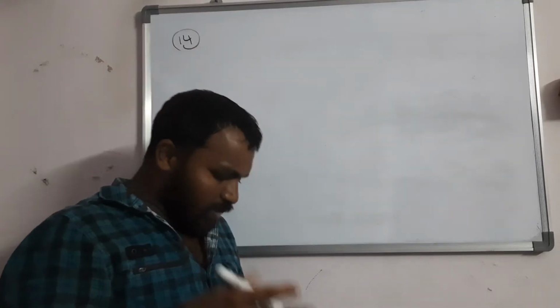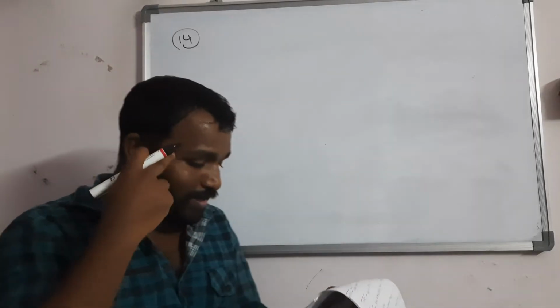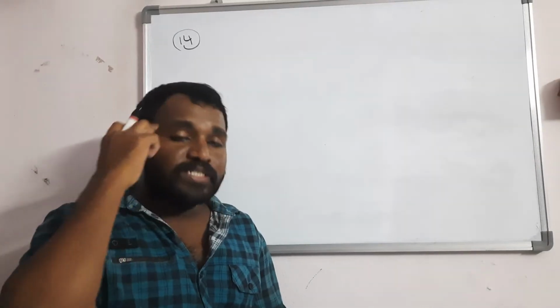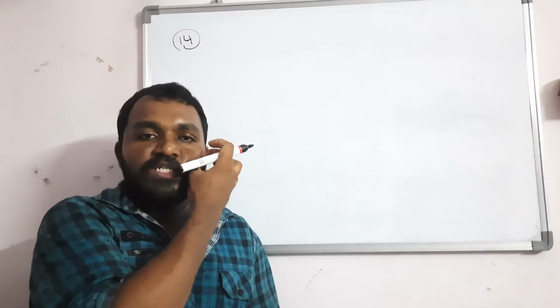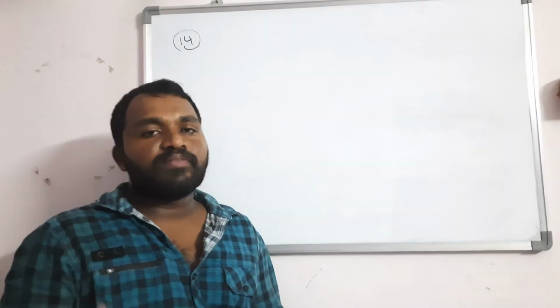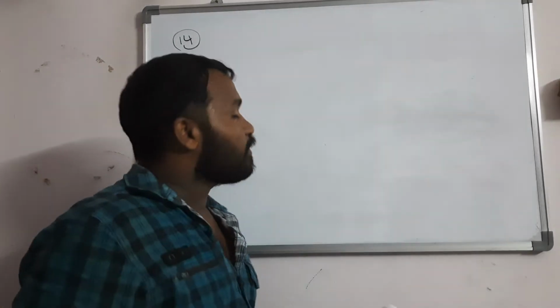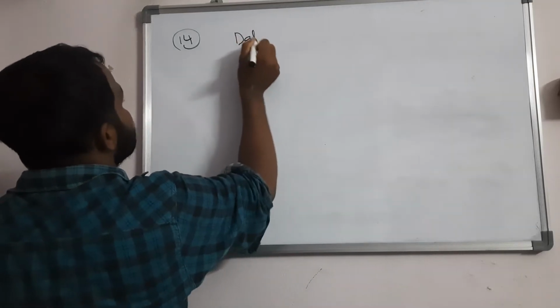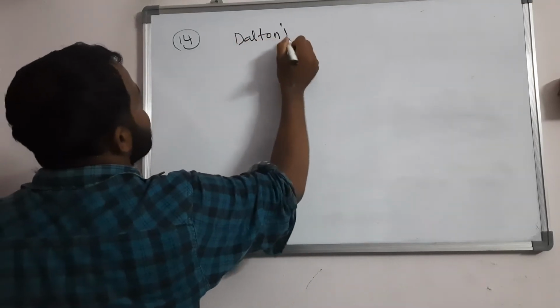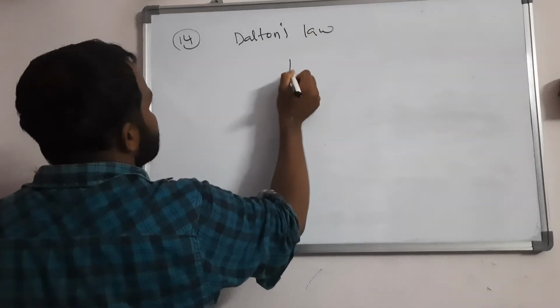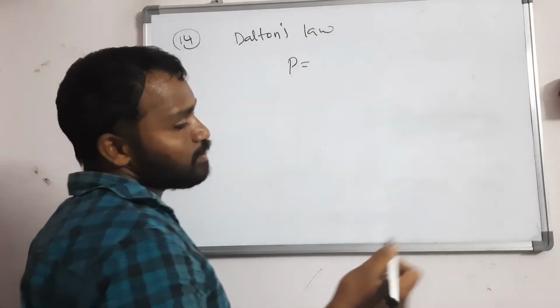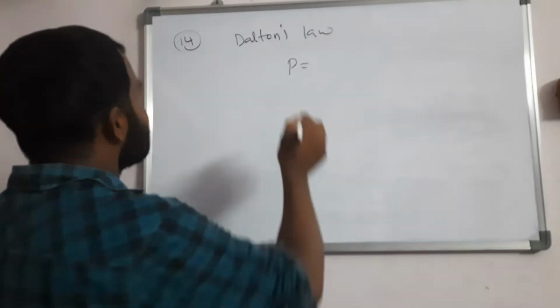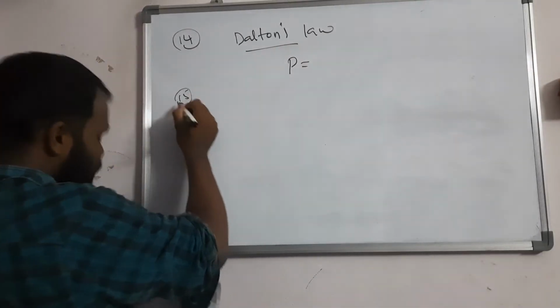What they given is the total pressure of a mixture. The total pressure of the mixture is equal to the sum of the individual vapor pressures of the components. That is called Dalton's law. Total pressure is equal to XA times P0A plus XB times P0B. Direct definition of Dalton's law they asked.